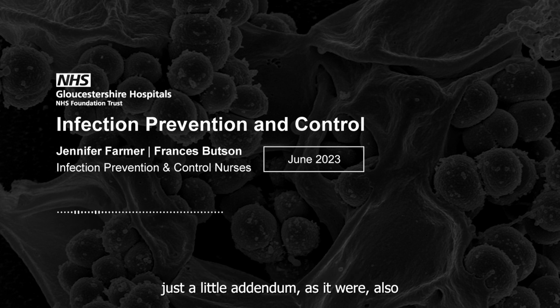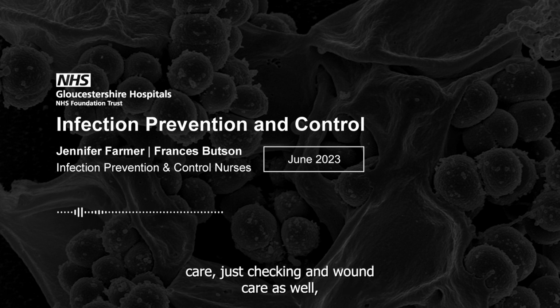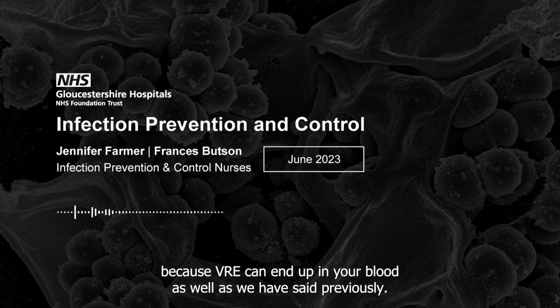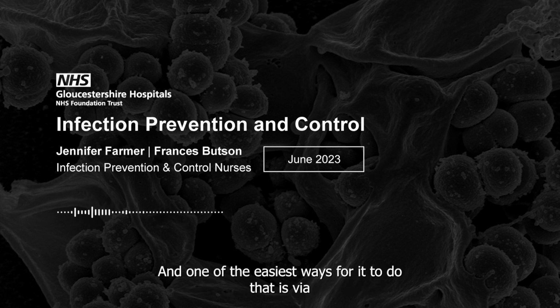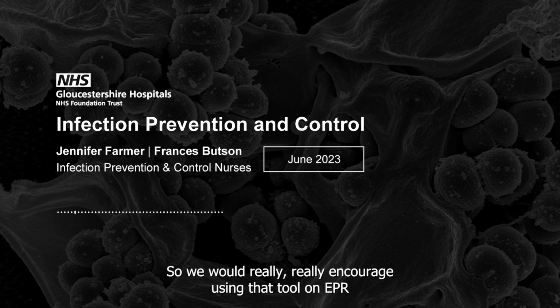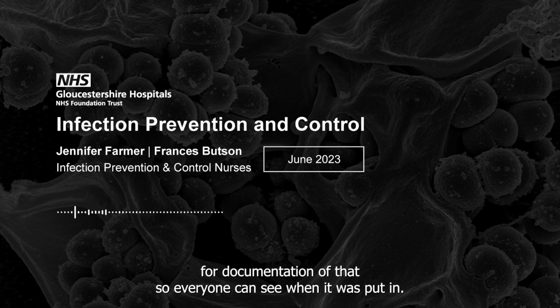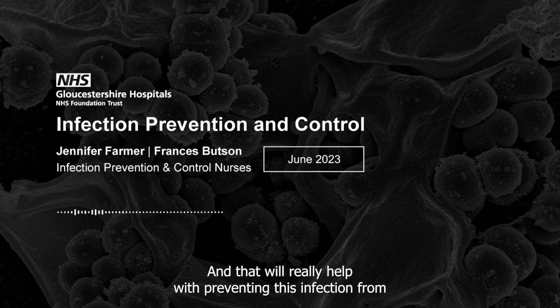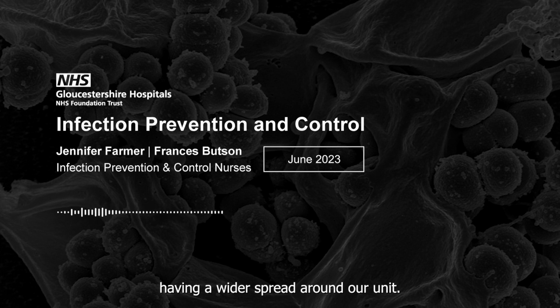And also I was going to add just a little addendum, considering things like your PVC care, your peripheral venous catheter care, or just checking, and wound care as well, just making sure it is documented, making sure that there are dates on there, because VRE can end up in your blood as well, as we have said previously, and one of the easiest ways for it to do that is via cannulas and catheters and whatever else really. So we would really, really encourage using that tool on EPR for documentation of that, so everyone can see when it was put in. Is it clean? Was it put in aseptically? All of that really, and that will really help with preventing this infection from having a wider spread around our units.